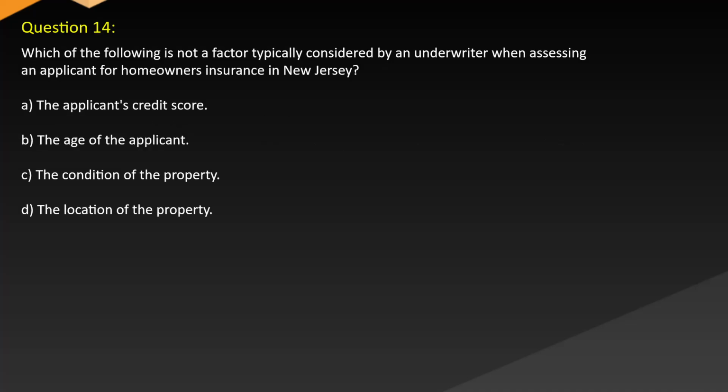Question 14. Which of the following is not a factor typically considered by an underwriter when assessing an applicant for homeowners insurance in New Jersey? A. The applicant's credit score. B. The age of the applicant. C. The condition of the property. D. The location of the property.